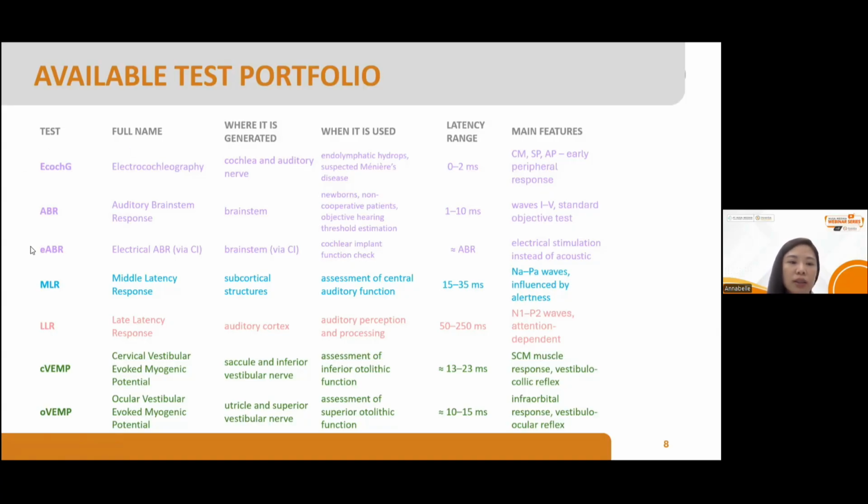I just want to highlight that the ECOG, the ABR and the EABR cover from the cochlea up to the brainstem. And then the MLR, the middle latency, covers the subcortical structures. And the LLR, the late latency, covers the auditory cortex. And for the VEMP, we check the vestibular system. So for all the auditory and vestibular parts, we try to cover them. Okay.